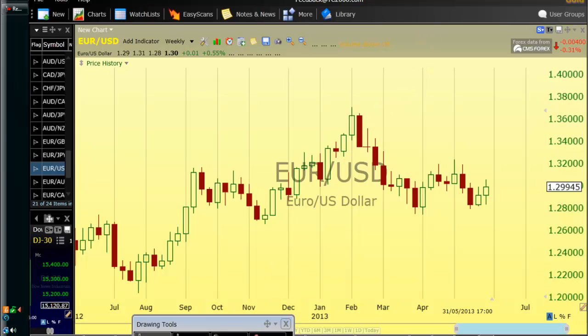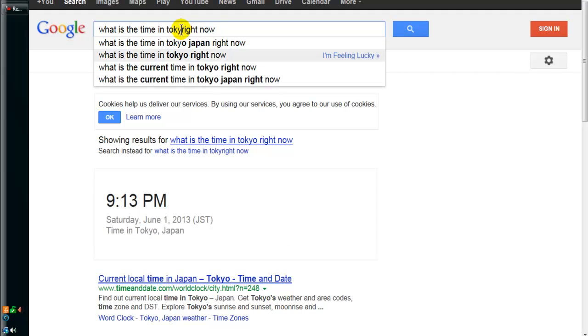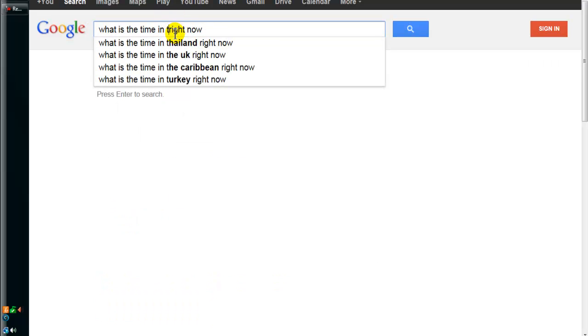What do you need to do? Suppose you are in your country and you want to know the time in Hong Kong. You can go to www.google.com and type in, what is the time in Hong Kong right now. I hope you can see on my screen here. I don't want to waste time, so just understand that you go to Google and type in what is the time in Hong Kong right now.